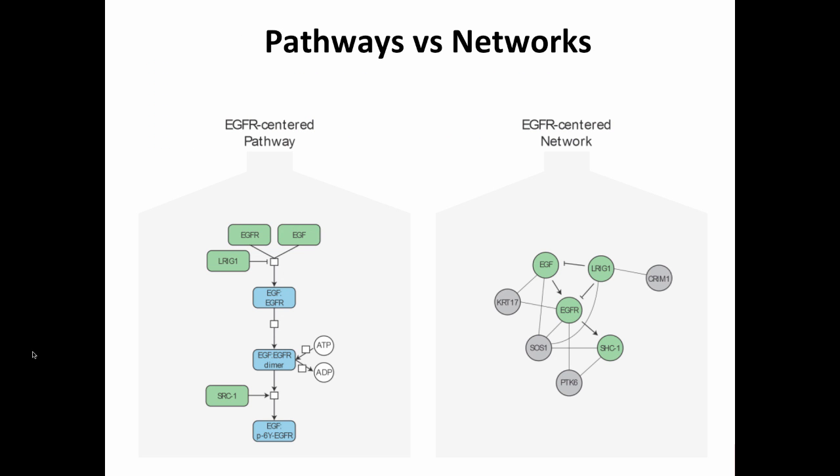Now, I'm using this slide just to illustrate the difference a little bit between pathways and networks. We're looking at the first reactions where EGF binds the EGFR receptor. On the left, we're seeing the pathway representation of those first few reactions, and on the right, the network view. The biological pathway typically is a series of actions amongst molecules in the cell.